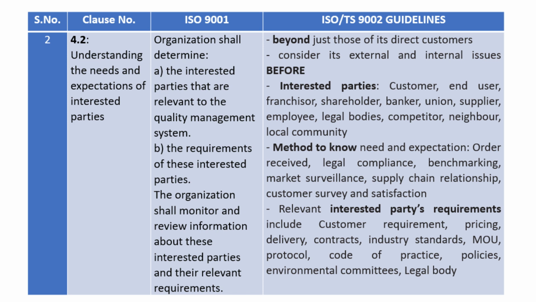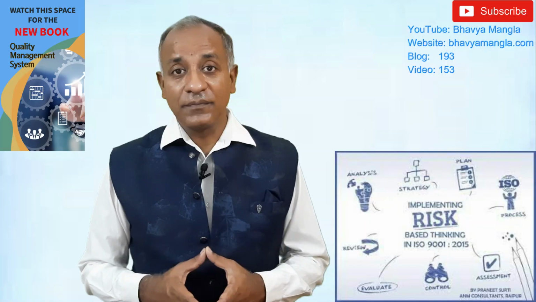It can be from the legal requirements, from benchmarking data, from the customer orders that we are getting, maybe regular market surveillance we are doing with respect to the supply chain relationship, customer satisfaction data, and there can be many more ways in which we can understand the needs and expectations of the interested party. And then the interested parties' requirements can be specified in customer requirements, pricing, delivery, protocols, MOU. There can be many more things through which we can find that out.